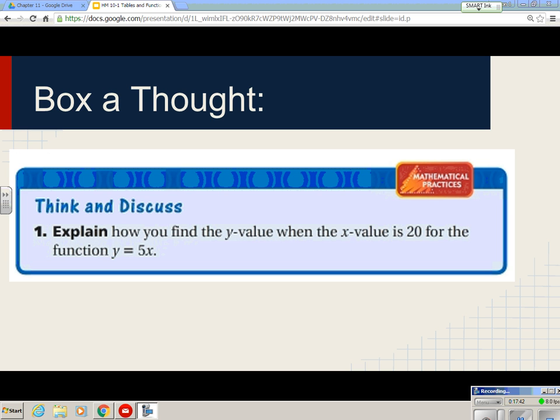All right, it's thinking time for you. I want you to go ahead and answer this box of thought before doing the quiz. Explain how you'd find the value of y when you know that the x value is 20 for a function of y equals 5x. How would you solve that? You can solve it, but tell me the steps that you would do.